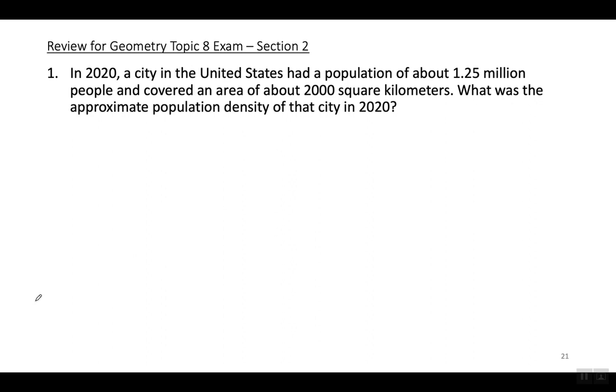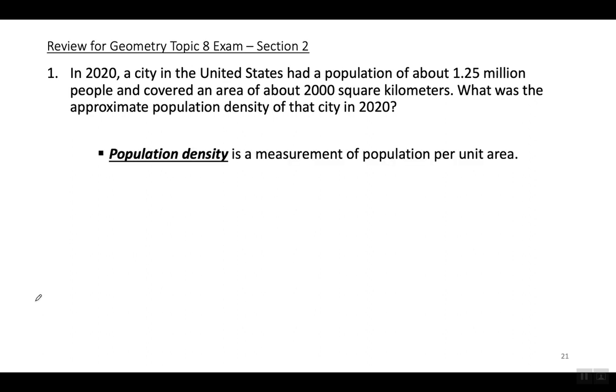Density. Question 1 says, in 2020, a city in the United States had a population of about 1.25 million people and covered an area of about 2,000 square kilometers. What was the approximate population density of that city in 2020? All right, so population density is part of that chapter that we didn't cover. Okay, population density is a measurement of population per unit area. It measures how many people are in a unit area.